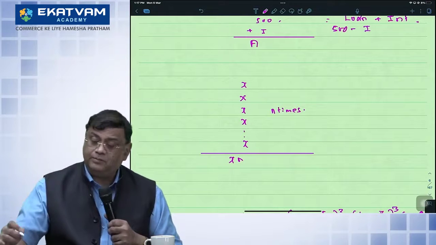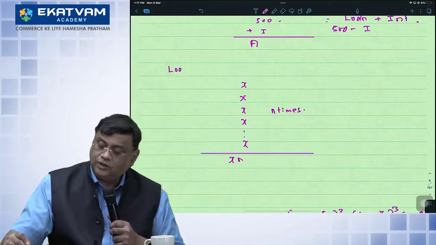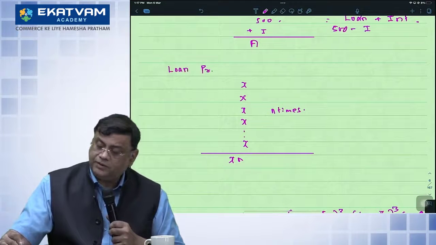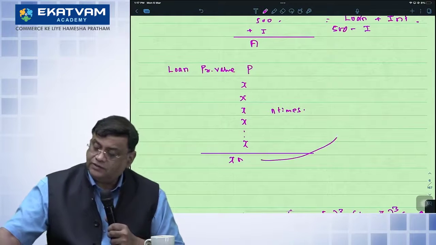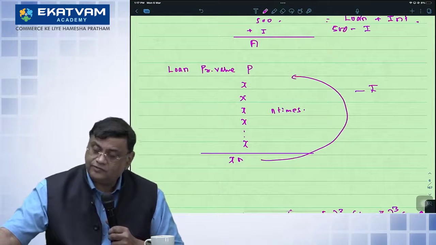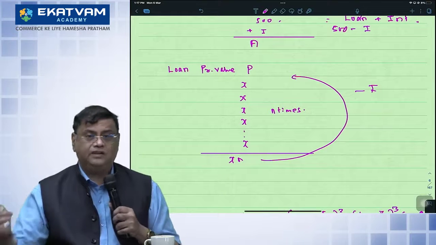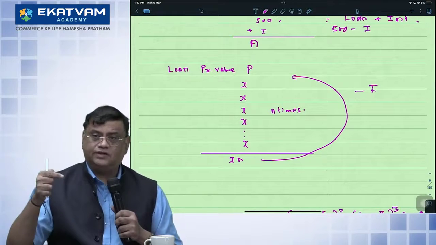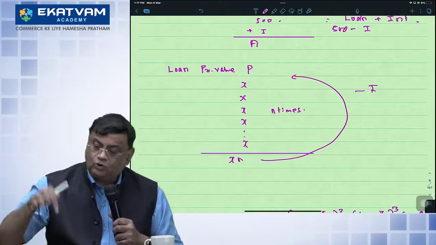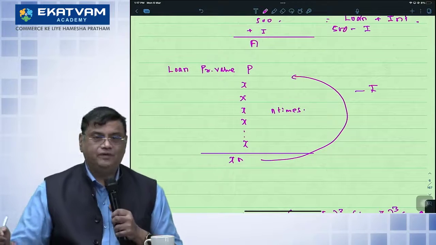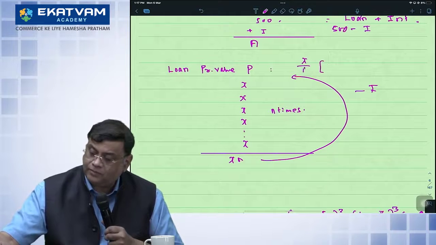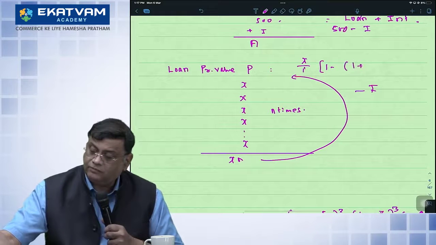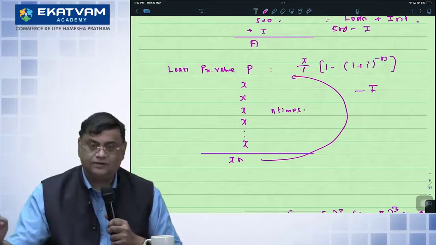Now what will happen in a loan problem? The present value, the loan, will be XN minus interest. From the money you paid, if we subtract the interest component, then you will get the loan amount. And that P is given by the formula X upon I, 1 minus (1 plus I) raised to minus N. If you remember, I told you the logic of this formula, but at present I am not going to write it.